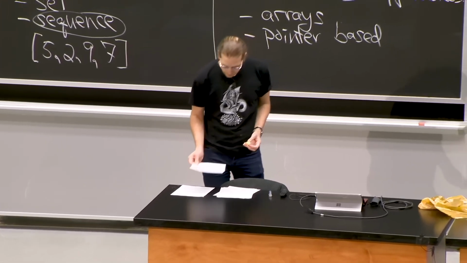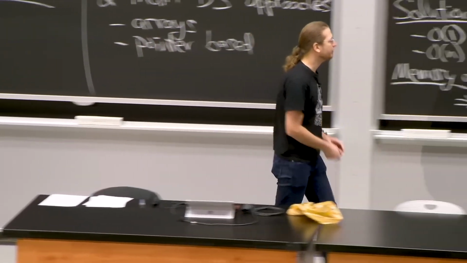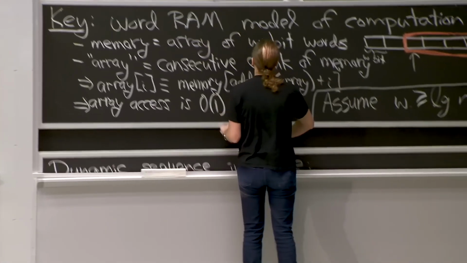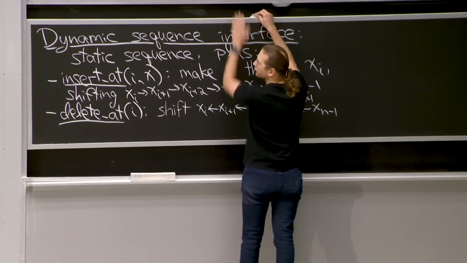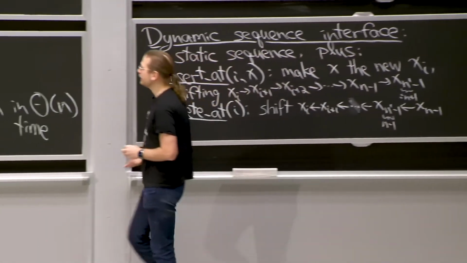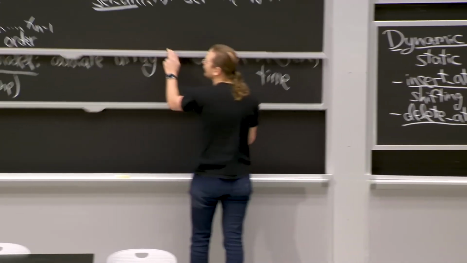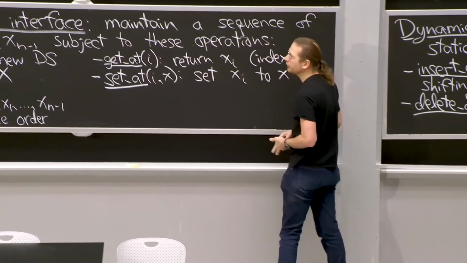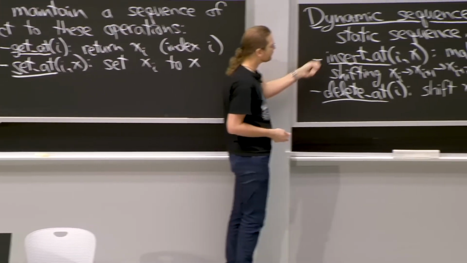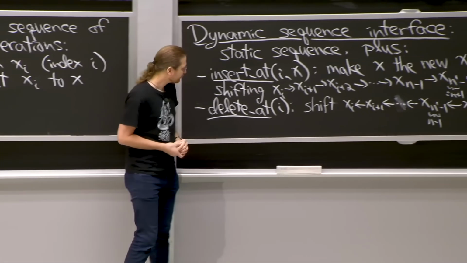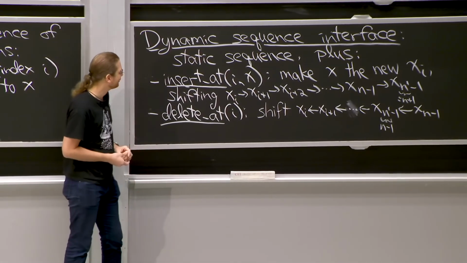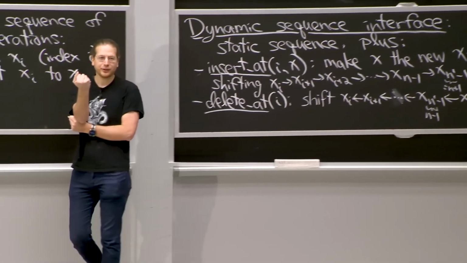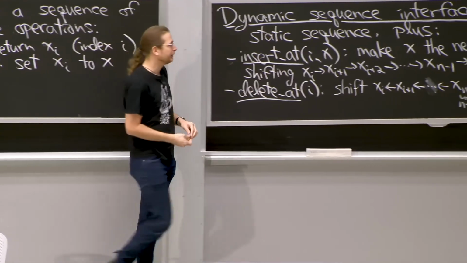But let's move on to dynamic sequences, which is where things get interesting. So I have the update here. We start with static sequences. All of these operations are still something we want to support in a dynamic sequence, but we add 2 dynamic operations, somewhat controversial operations, they're exciting. I want to be able to insert in the middle of my sequence, and I want to be able to delete from the middle of my sequence.